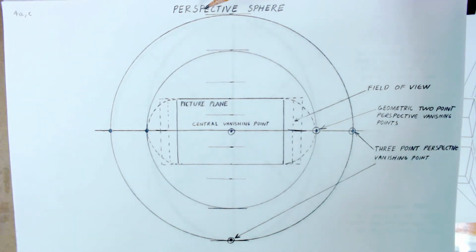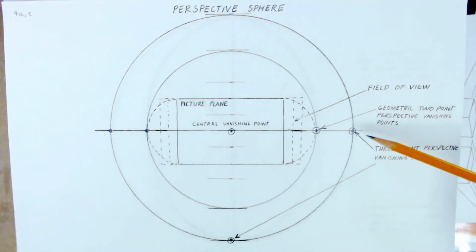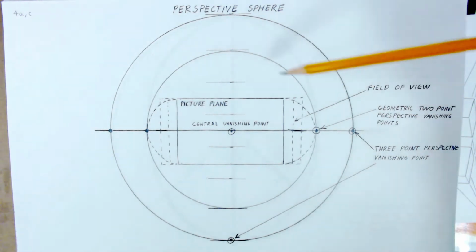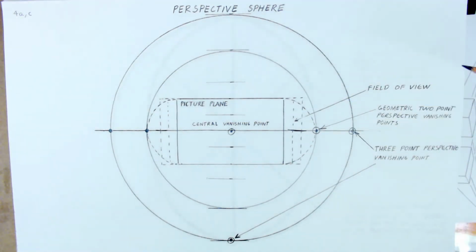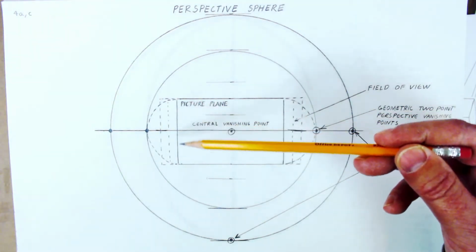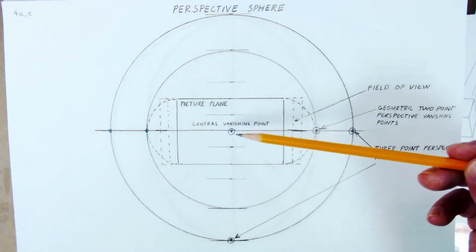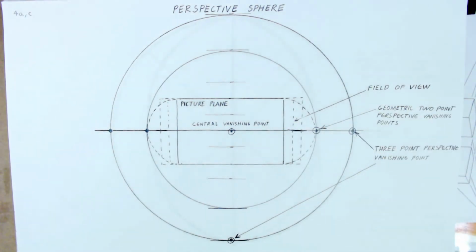We've got our perspective sphere, right? It's no longer just a horizon line. And so within this sphere, this is what you see. Let me explain this diagram a little bit. Here I've got the picture plane, in other words, your canvas, your paper, whatever. And in the center here, I'll have my central vanishing point, which, generally speaking, is the most natural place to put a single vanishing point because it's your focus.